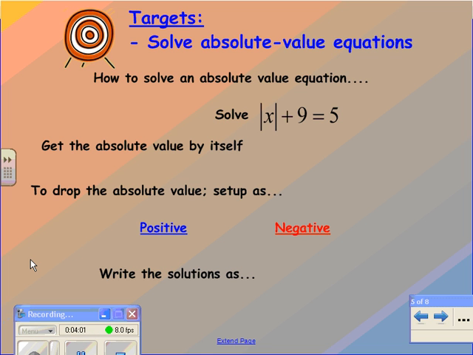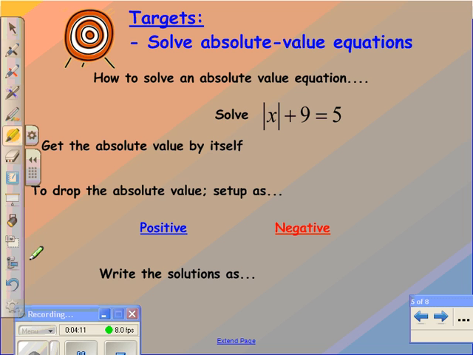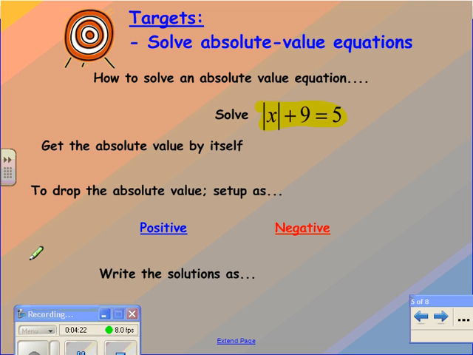So in our next example, we have another absolute value equation. We have the absolute value of x plus 9 equals 5. Again, the first thing I want to do is get the absolute value by itself. So here I'm going to subtract 9 from both sides. And that's going to give me the absolute value of x is equal to -4.